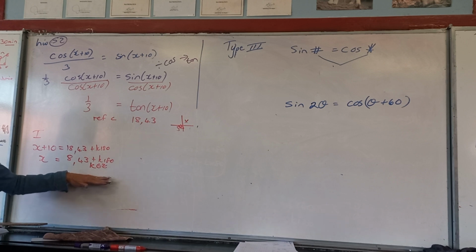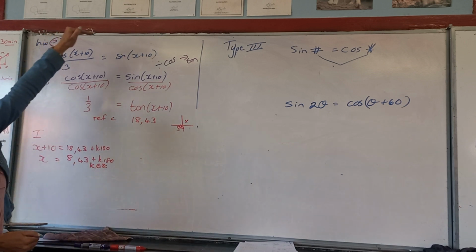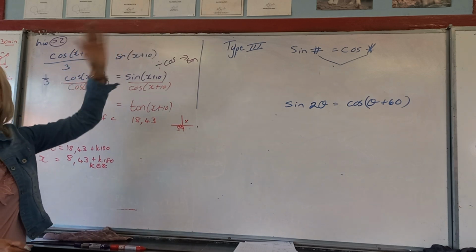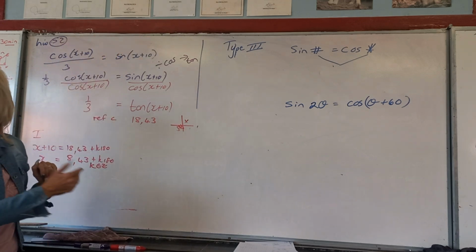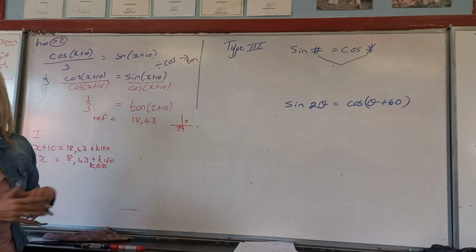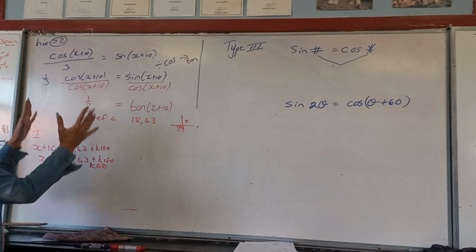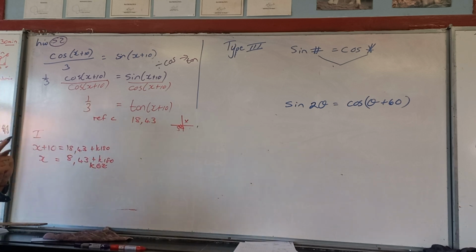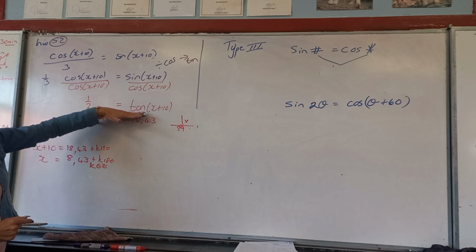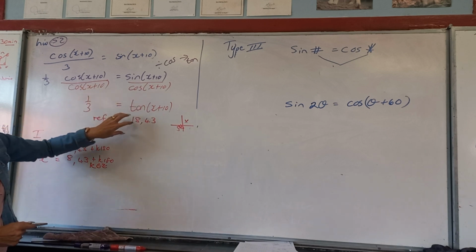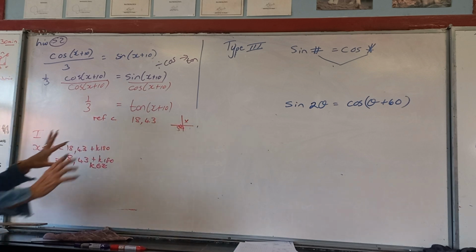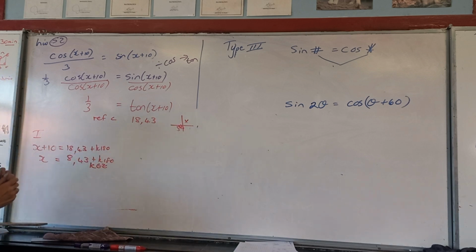There is your what solution? General solution. Unless I said, solve for x if x is between negative 270 and positive 270, depending on what I choose to ask you. That was type 2. So type 1 we all know is when you've got sin, cos or tan equal to a number. Reference angle, choose your quadrants, write down your answers with the k's.